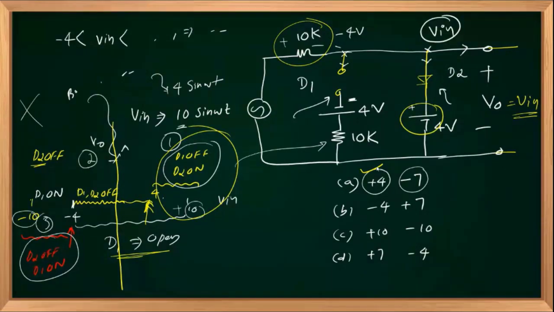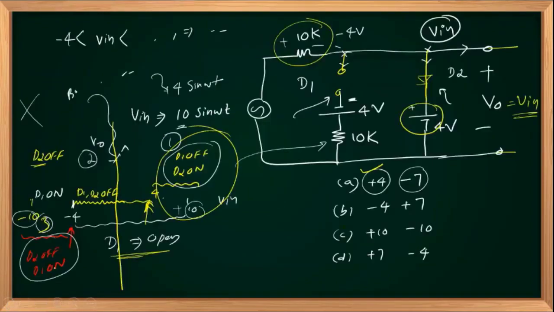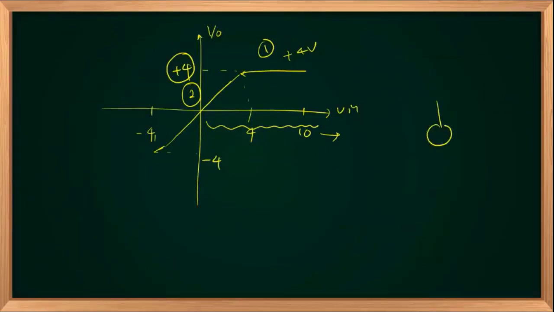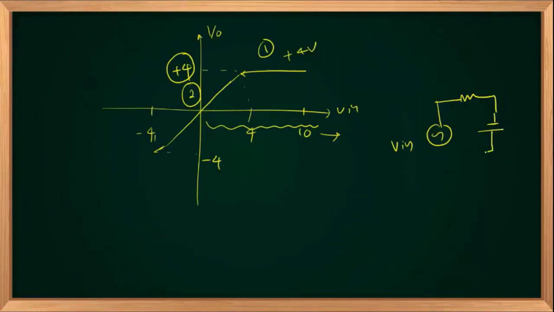Let us concentrate on the third region here. This was my first region, this was the second region, and this was my third region, D2 off, D1 on. D2 off, D1 on implies D2 remains in open mode when D1 turns on. Then our circuit will become like this. We will have V in, then a 10K resistor in series with this, then one branch, that branch has D1 short circuited with negative 4 volts, positive 4, and another 10 kilo-ohm. And the other branch was open. So this is your output voltage. Right, this was 10K, this was 4 volts, this was also 10K.